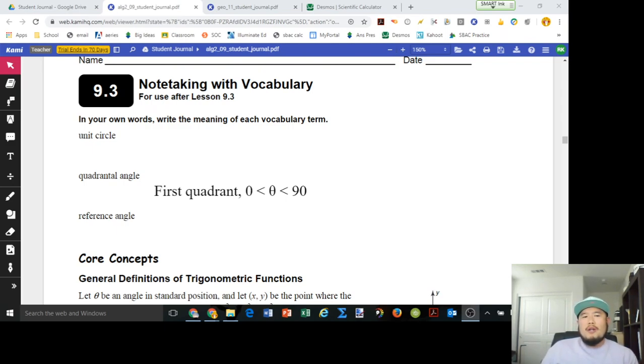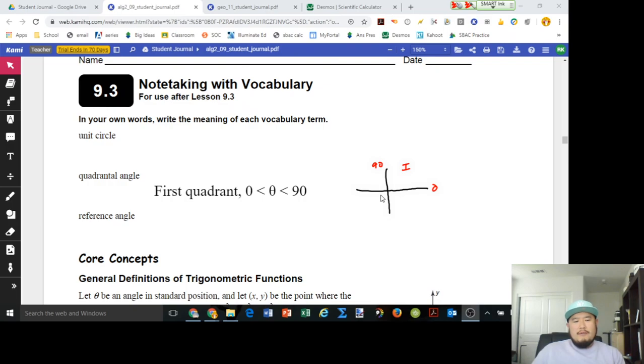For today, we're going to skip the unit circle. We'll get to that tomorrow. Let's take a look at the first term that I have a definition for. The quadrantial angle is pretty much the first quadrant, okay? And the first quadrant happens to be between the angles of 0 and 90 degrees. If we were to draw our coordinate plane, this right here is the first quadrant. This is 0, and we have 90 degrees right there. So that is our quadrantial angle.